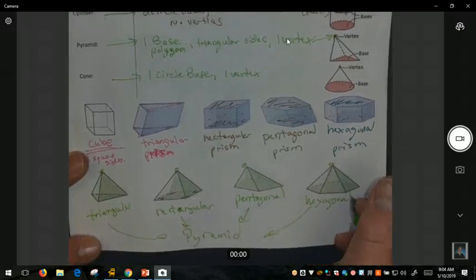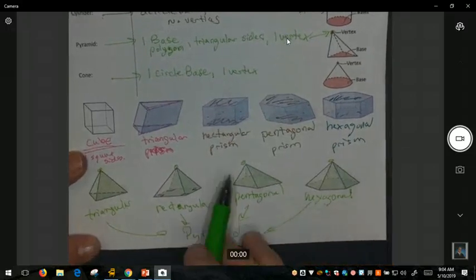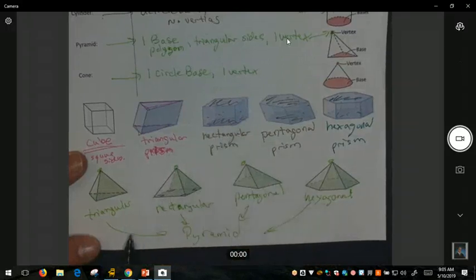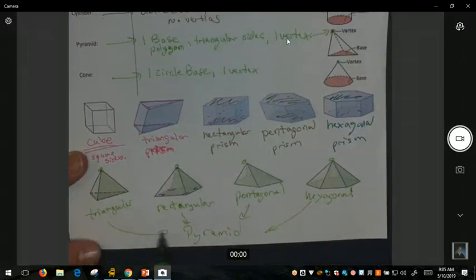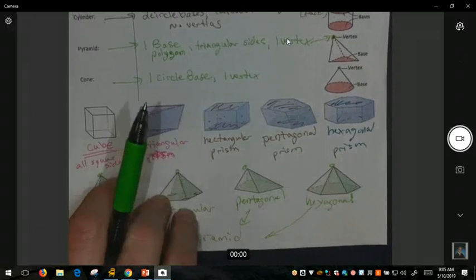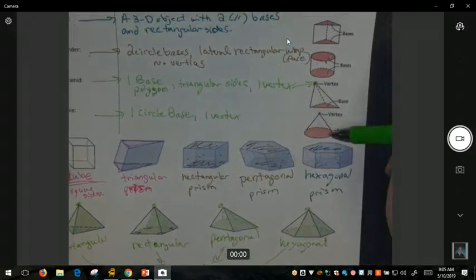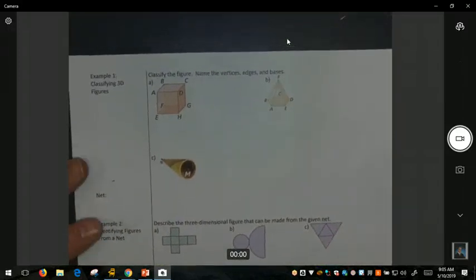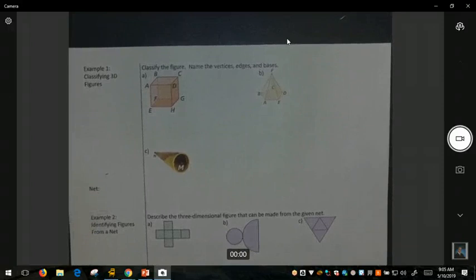You name it first by the type of base it has, and then if it has rectangular sides, it's a prism. And it has to have 2 parallel bases. If it only has one base and triangular sides, it's a pyramid. The only other options are cone and cylinder. Classify each figure, name all vertices, edges, and bases. We're going to do this for a couple of the shapes.